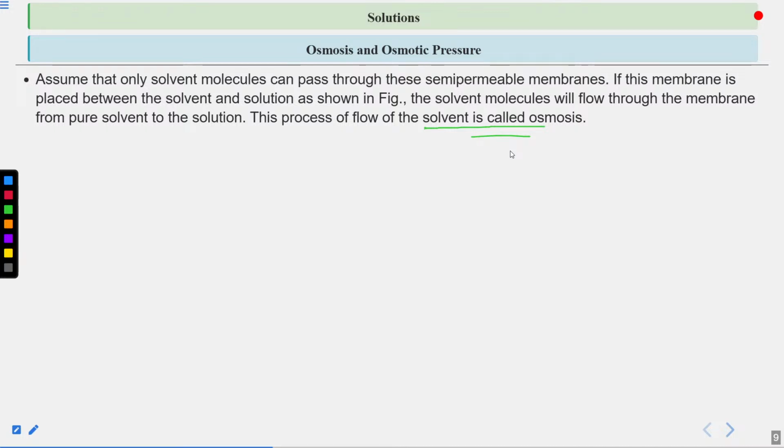If they are of the same size, then the process will be neglected. It will be of no sense. Okay. So osmosis is only there if the size is accordingly set to control the flow of the solute, and not the solvent.